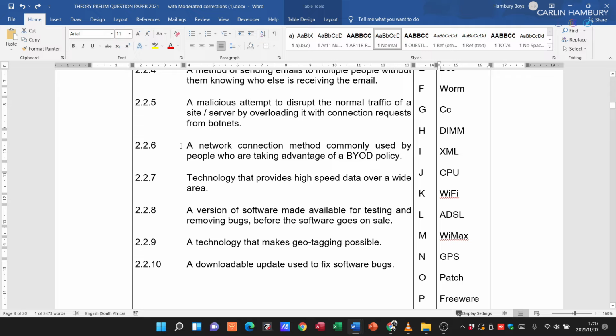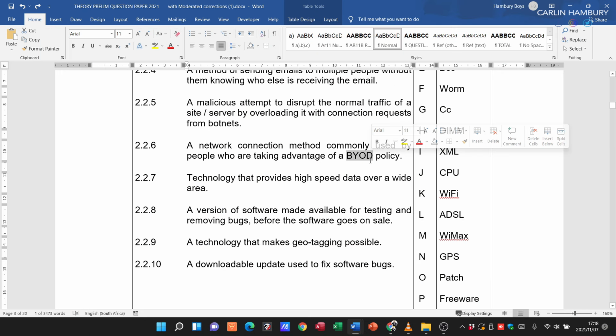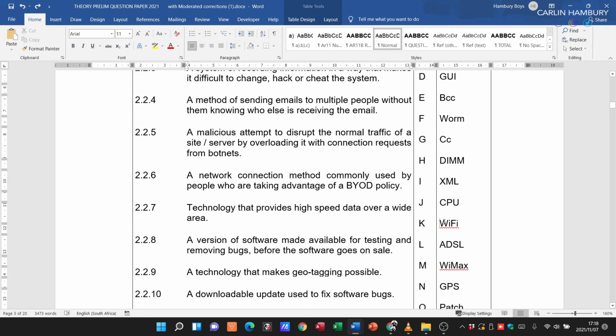2.2.6, a network connection method commonly used by people who are taking advantage of a BYOD policy. What is this? Bring your own device. D is for device. Okay, nothing else. Right? So a network connection method commonly used will be our Wi-Fi. The network connection method commonly used by people who are taking advantage of a BYOD policy.